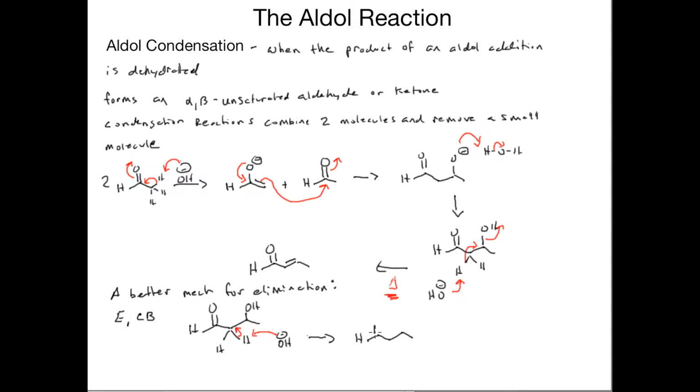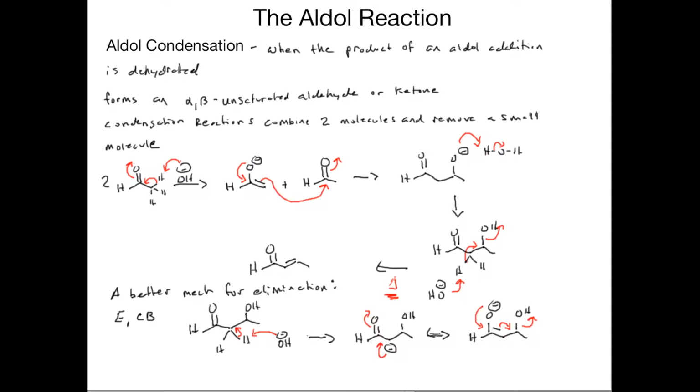And what you notice is that I can draw a resonance structure for this, and the negative charge can reside here on this oxygen. And you can see that here. And then when it kicks back in, it can actually kick out my leaving group. And so this is sort of E1CB. That's the designated mechanism for this.